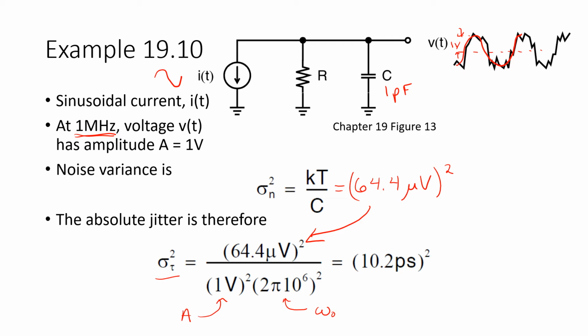The result is an absolute timing jitter of 12.2 picoseconds. When we're expressing it as variance, of course, it's actually 10.2 picoseconds squared. We may also say that the output waveform has a jitter of 10.2 picoseconds RMS, since the square root of the variance is the root mean square timing jitter.